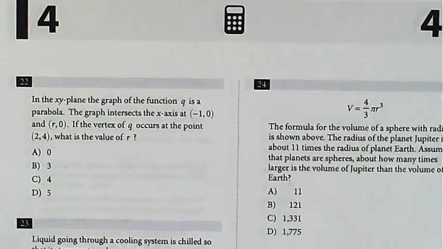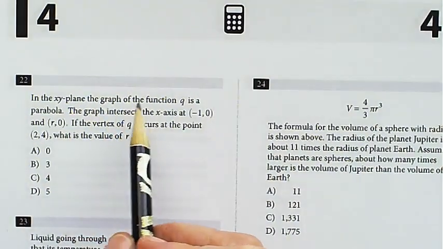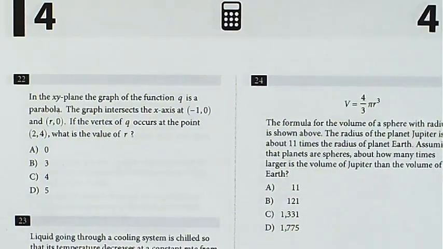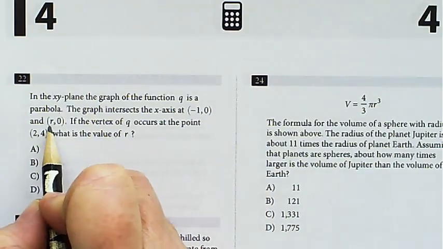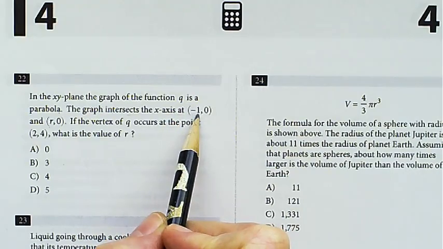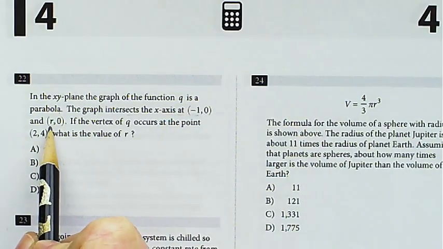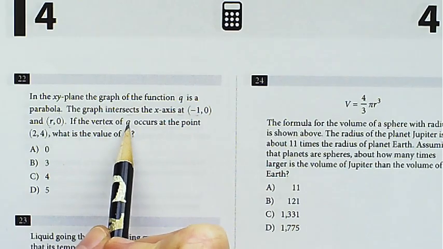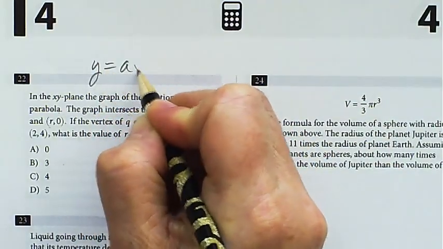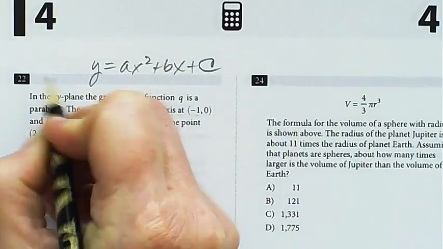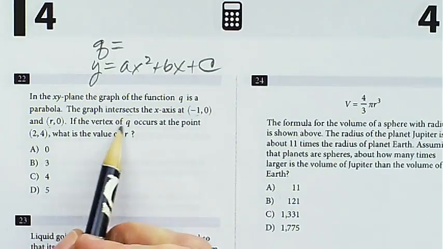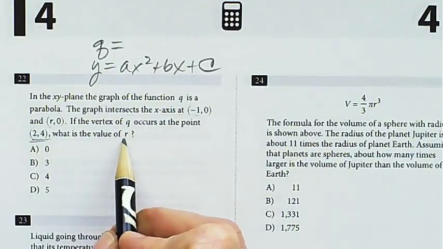Okay, for 22, in the xy plane, the graph of a function q is a parabola. This one's actually very easy if you know what they're asking for. This might throw you off right here, so let's break this down. The graph intersects the x-axis at (-1, 0) and (r, 0). If the vertex of q, okay, and q is just the name of the parabola. Instead of saying y equals ax squared plus bx plus c, they're saying you have an equation and you're calling it q instead of y. That's all that is. If the vertex occurs at this point, what's r?